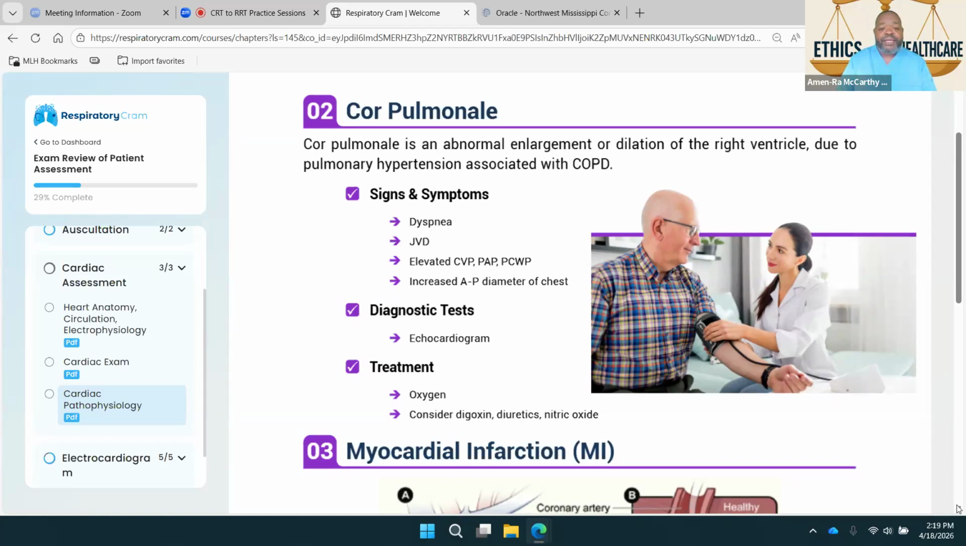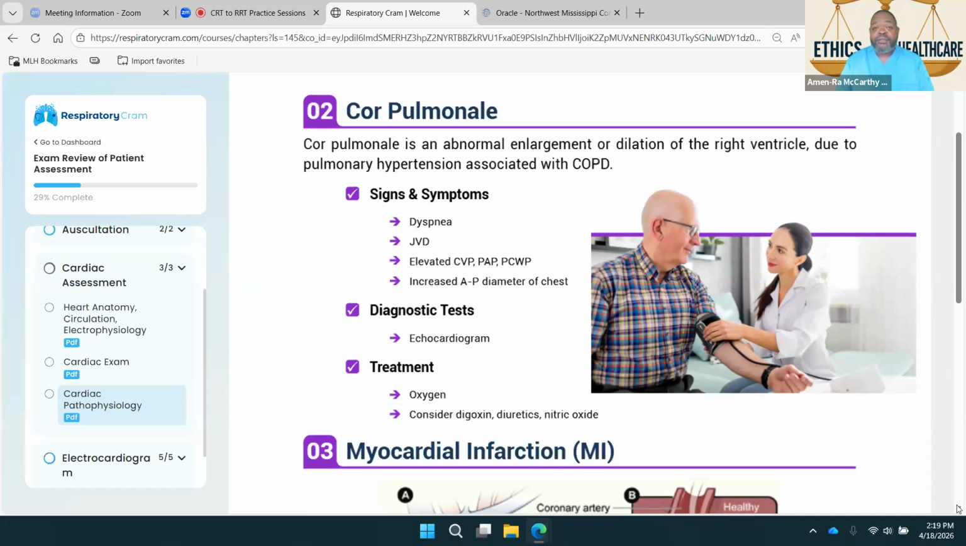Cor pulmonale is an abnormal enlargement or dilation of the right ventricle due to pulmonary hypertension, and COPD. Signs and symptoms are dyspnea, JVD, elevated CVP, PAP, and pulmonary capillary wedge pressures, right? CVP is your central venous pressure. PAP is your pulmonary artery pressure. And your PCWP is your pulmonary capillary wedge pressure.